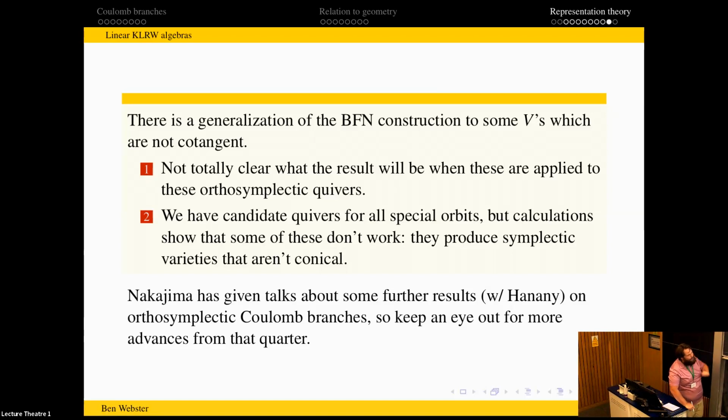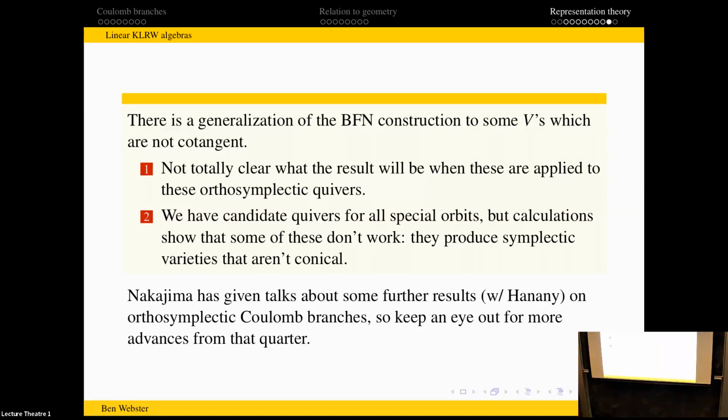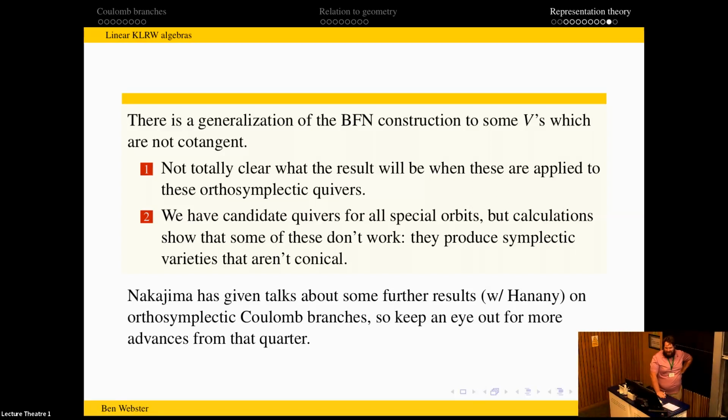But we sort of know from some calculations done by Hanany and collaborators that some of these are not going to work. So we have candidate choices for all special orbits, but there are some where you can just tell you aren't getting a cone, so you definitely are not getting a Slodowy slice. Nakajima has given some talks about this stuff, so if he gets less busy presidenting and gets to writing some papers, maybe we'll find out what happened, but maybe someone else will have to do it.